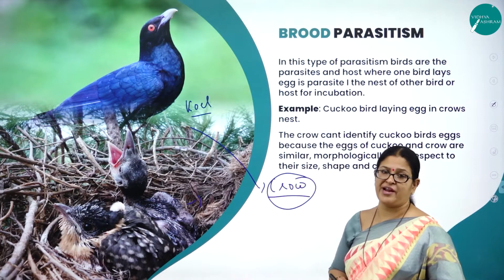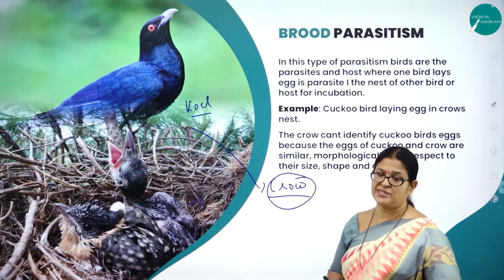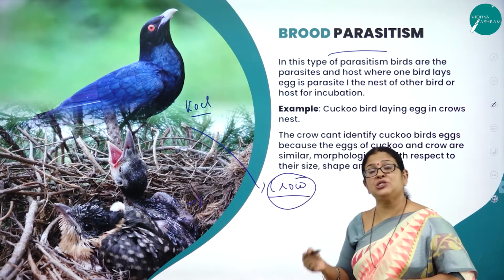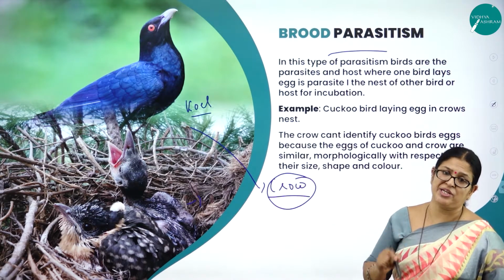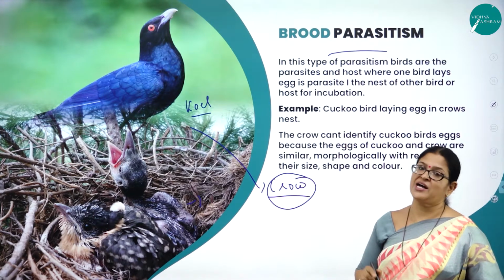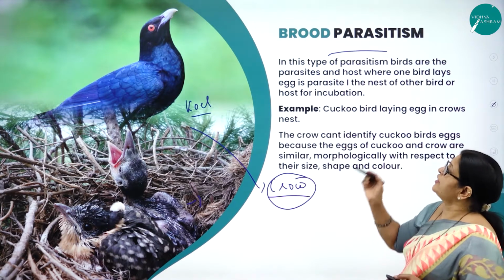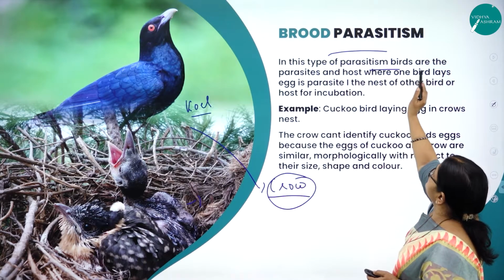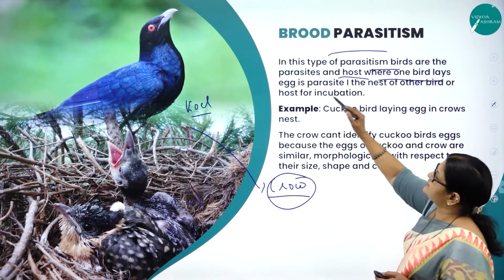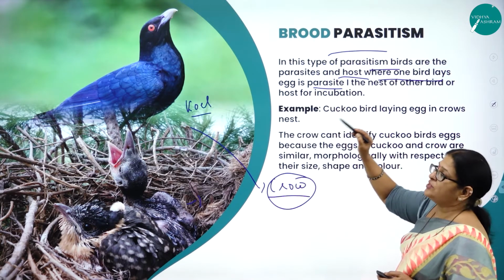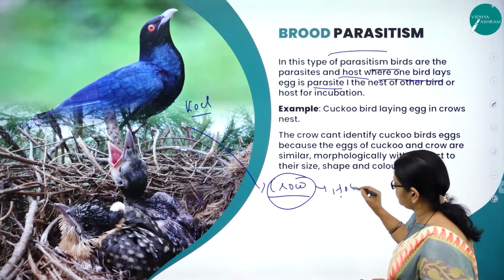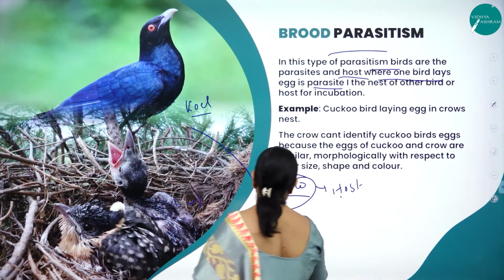Such a type of interaction is called brood parasitism, and this concept is usually asked in the examination. This is a very, very important concept which is usually asked in the examination, right? In this type of parasitism, birds are the parasites, and one bird lays eggs in the host's nest. So here the crow is the host and the coil is the parasite.